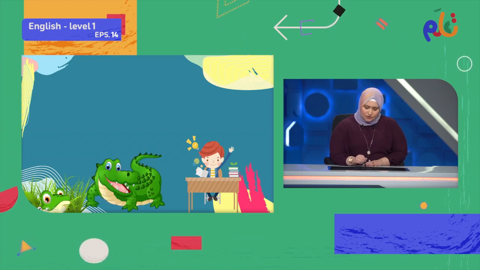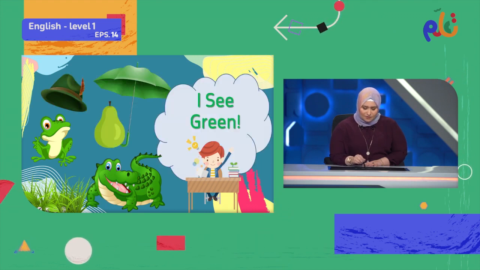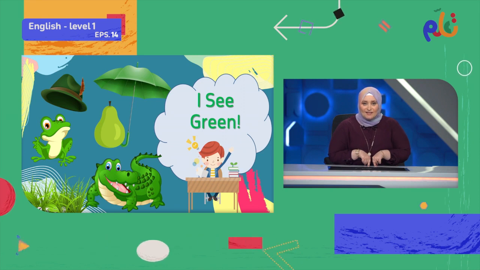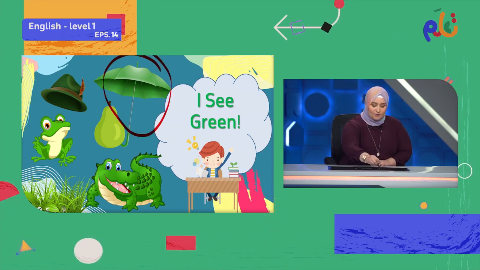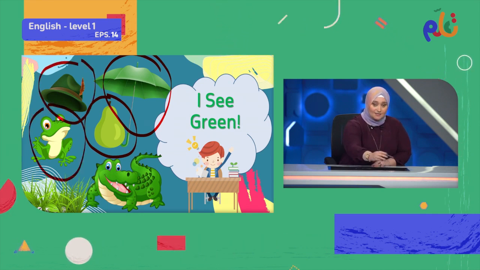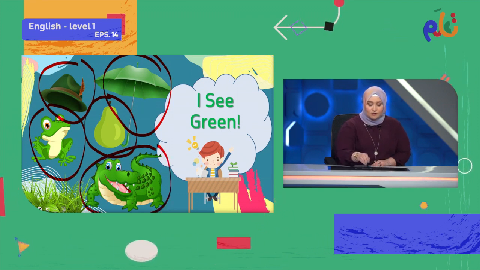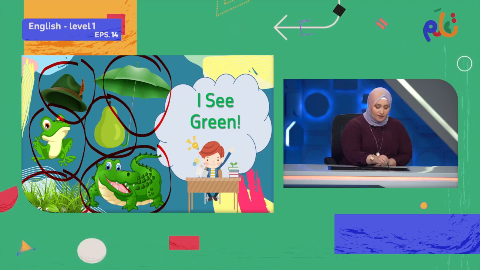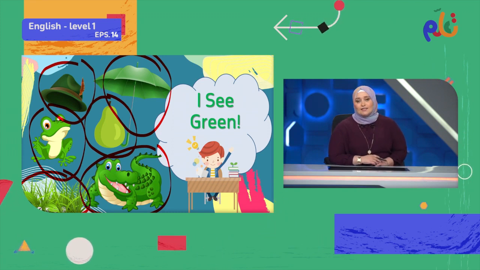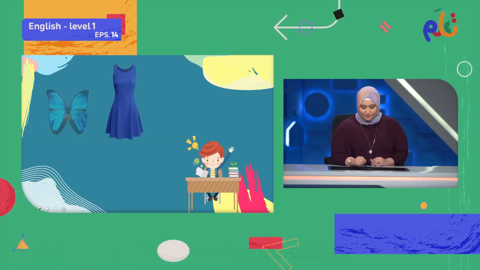Okay, now let's see what color we're going to learn from all these items. Green. We see a green umbrella, a green pear, a green hat, a green frog, a green alligator, and green grass. These are all things we may have seen or see around us in the color green.